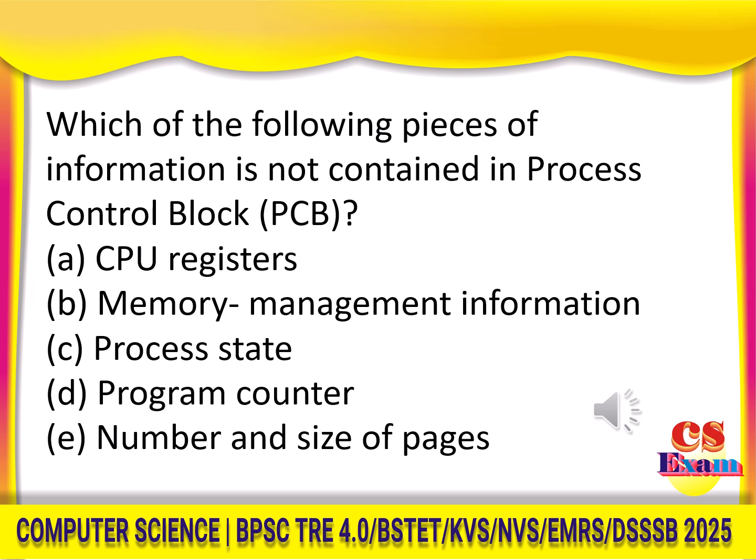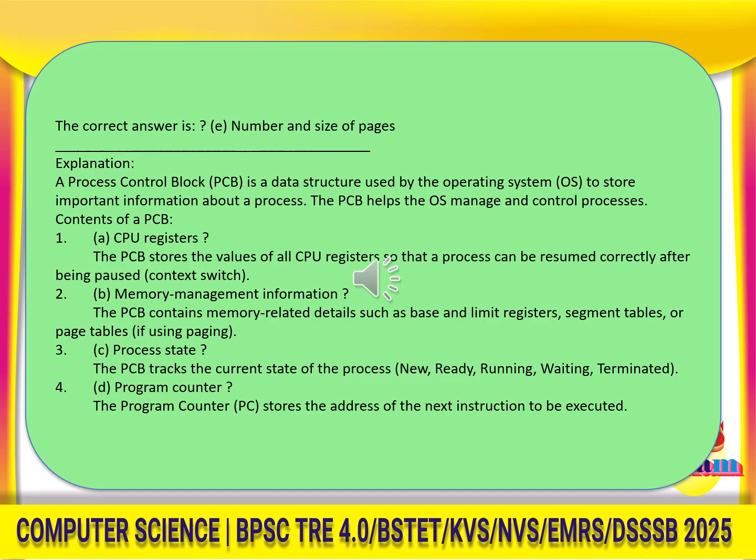Which of the following pieces of information is not contained in process control block, PCB? A. CPU registers. B. Memory management information. C. Process state. D. Program counter. A. Number and size of pages. The correct answer is A. Number and size of pages.